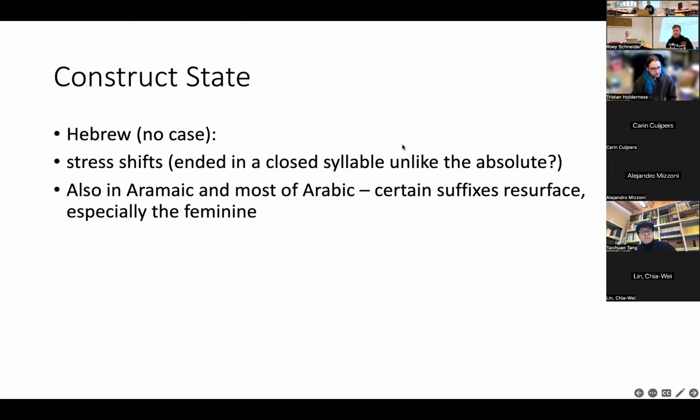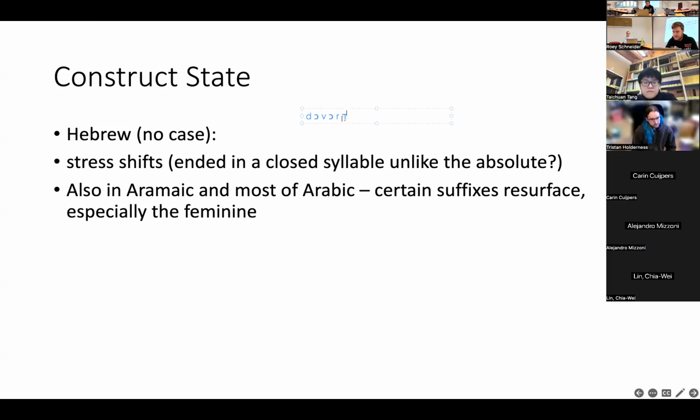Okay, so in Hebrew, where there's no case, for example, but some of these sentences also apply to Akkadian and Aramaic, what we see in the construct state is mainly a stress shift. Like for example, if we have a word like davar, thing, or saying, or something like that, davar. In the construct state, it would be dvar, with or without a mobile schwa, does not matter.